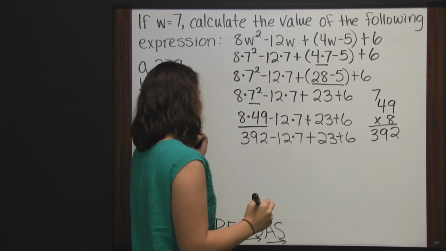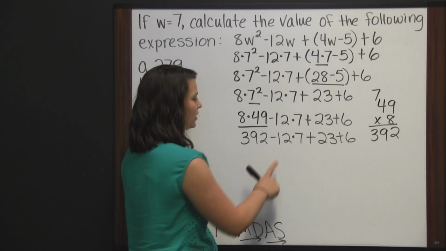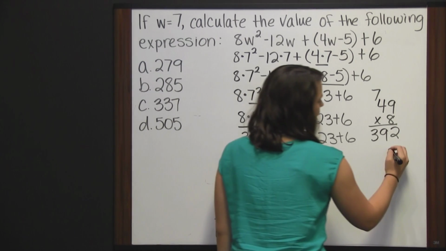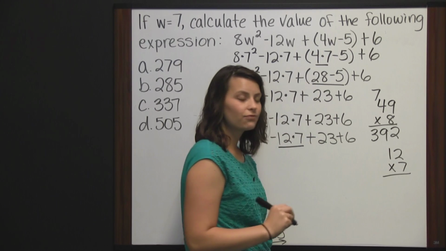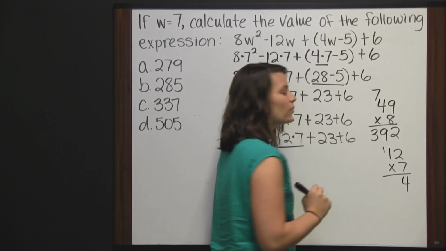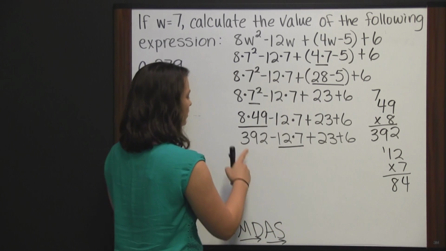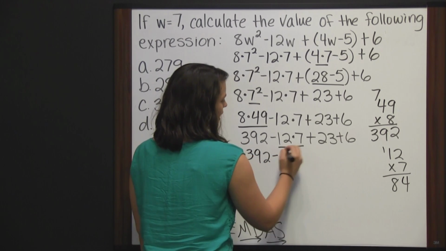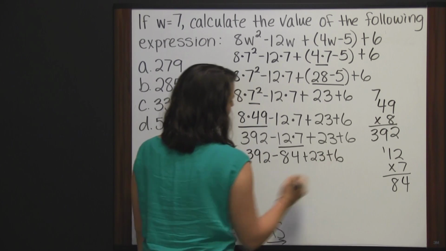plus 6. We need to continue multiplying and dividing from left to right. So next I see 12 times 7. So we'll multiply that. 12 times 7. 7 times 2 is 14. Write the 4, carry the 1. 7 times 1 is 7, plus 1 is 8. So that's 84. Bring down the 392 minus 84 plus 23 plus 6.